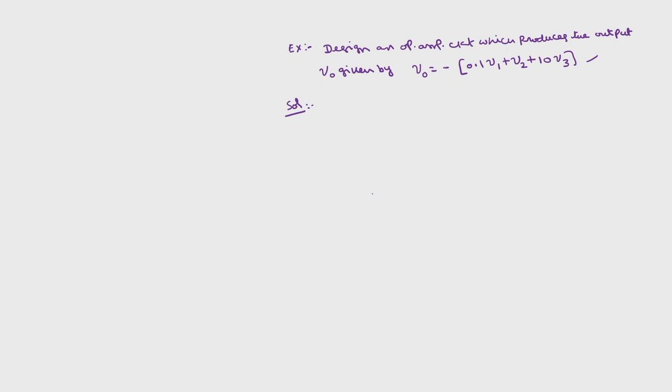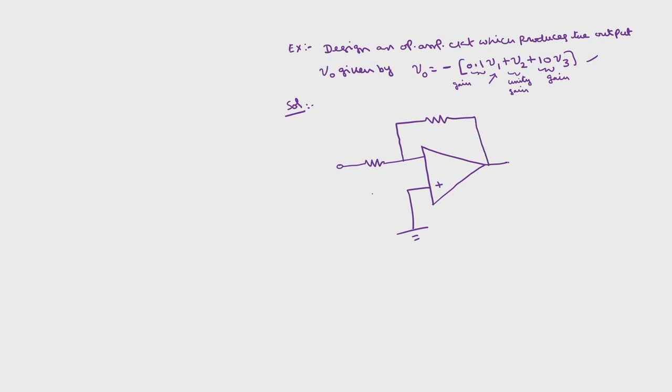So basically, this is an inverting amplifier. You have to design with a gain of 0.1 for signal V1, a gain of unity for signal V2, and a gain of 10 for signal V3. So we know the inverting amplifier, but here we have to take 3 inputs. The standard inverting amplifier with single input is this: the positive terminal you have to ground. Here we are going to apply the input, and there will be some feedback resistance. This is the standard inverting amplifier with single input.